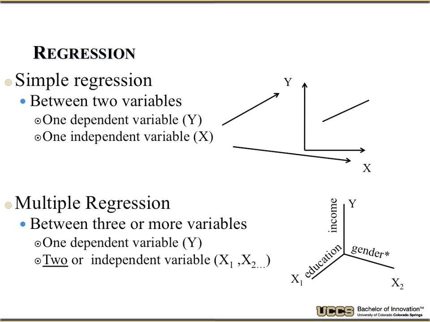Okay, so simple regression, which is actually easy, is really two variables, x and y. That's the way we've been describing stuff. Multiple regression, which is actually quite common for computer science, is between three or more variables. We're going to have one dependent variable and two or more independent variables. Okay, and now it becomes important that we distinguish between independent and dependent.